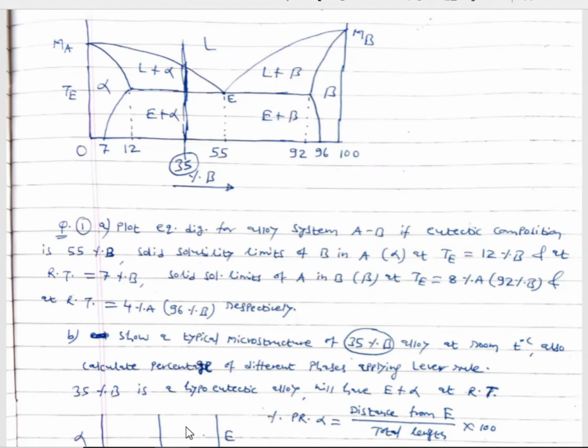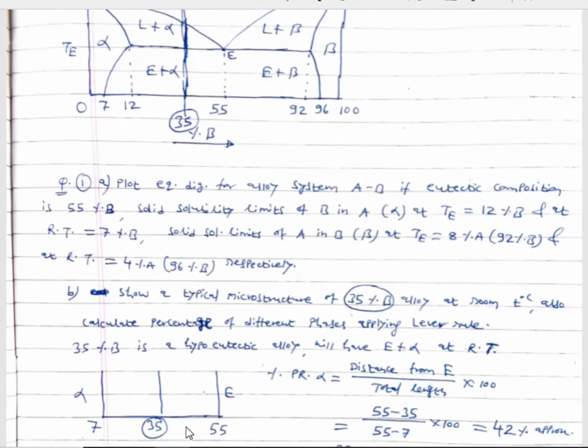So 35% B alloy will have eutectic plus alpha at room temperature. Now we have to decide the boundaries of eutectic and alpha. Boundary of eutectic is 55% B. Boundary of alpha is 7%. Why have we not taken 12? Because 12% B is the boundary of alpha at eutectic temperature.